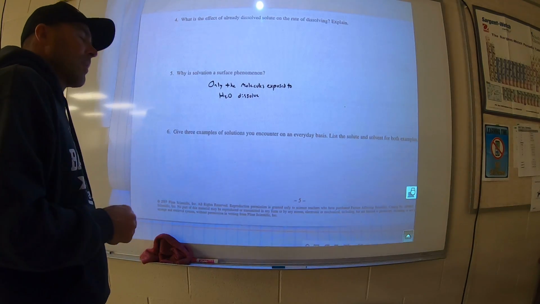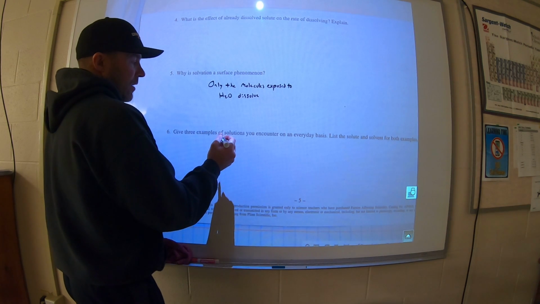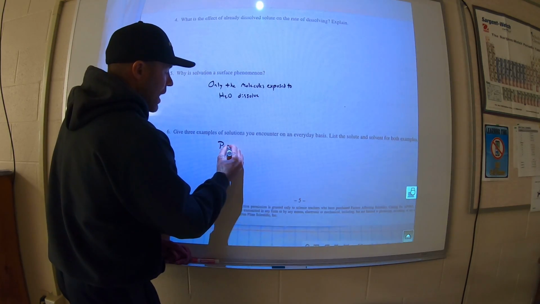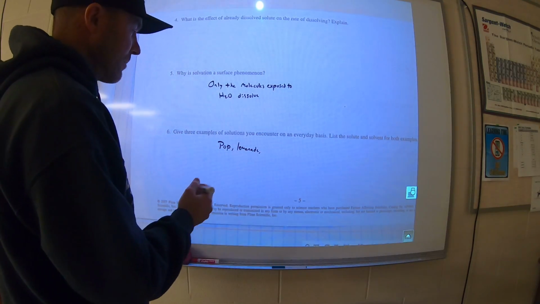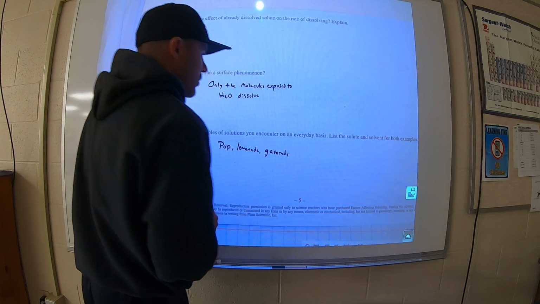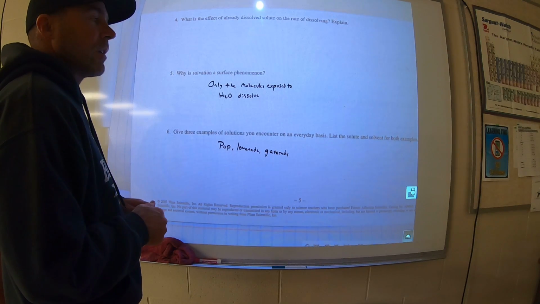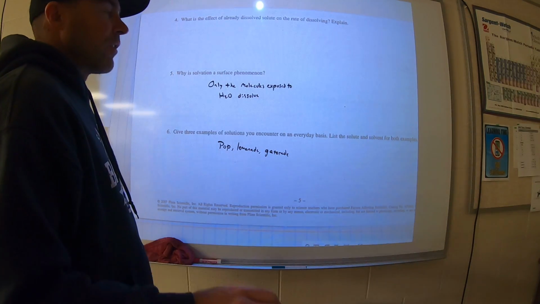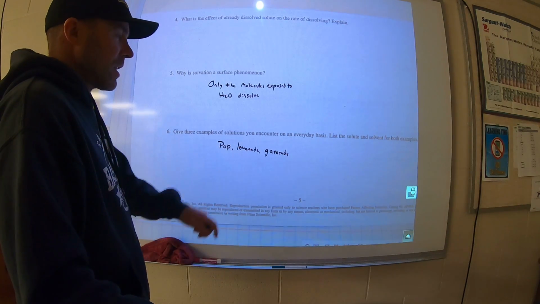Number 6, give 3 examples of solutions you encounter on an everyday basis. List the solute and solvent. Let's not worry about the solute and solvent. We'll say pop, lemonade. I don't know if you drink that on an everyday basis, but Gatorade. Those would all be solutions. Okay, and the solute is what's being dissolved, and the solvent is what does the dissolving. So the solvent is the liquid in this case. The solute would be, well, sugar, carbon dioxide, whatever.